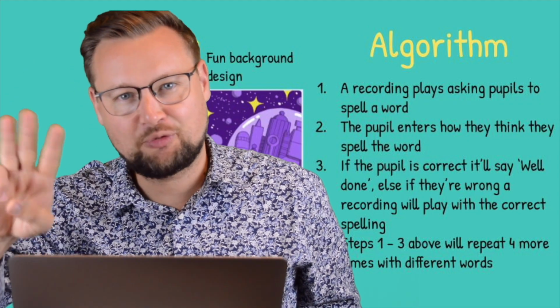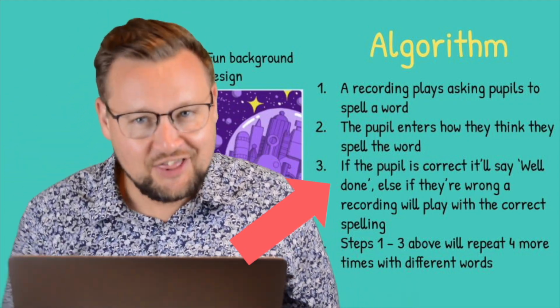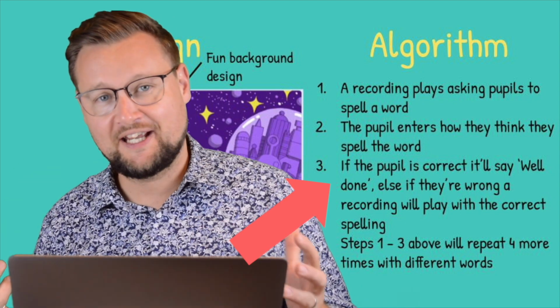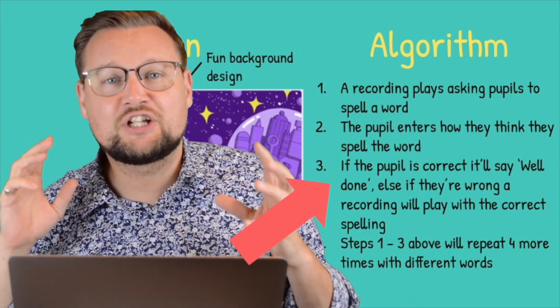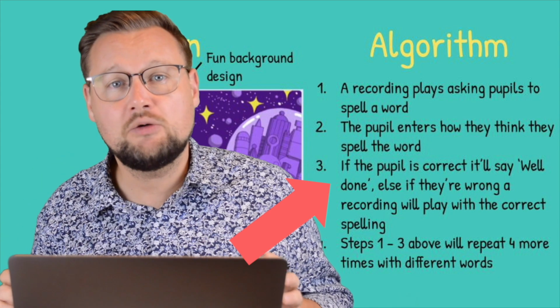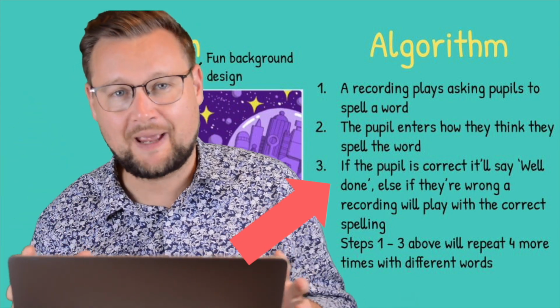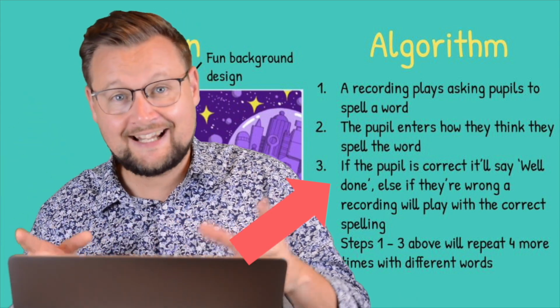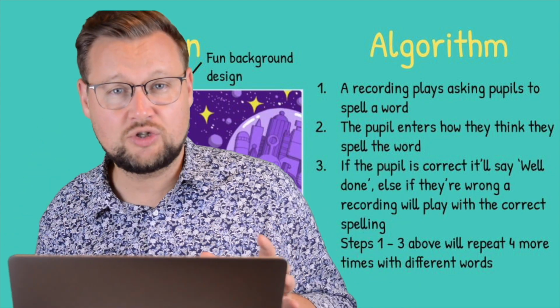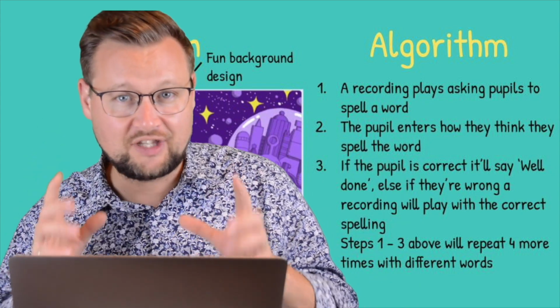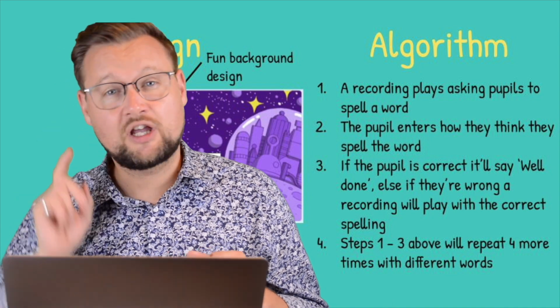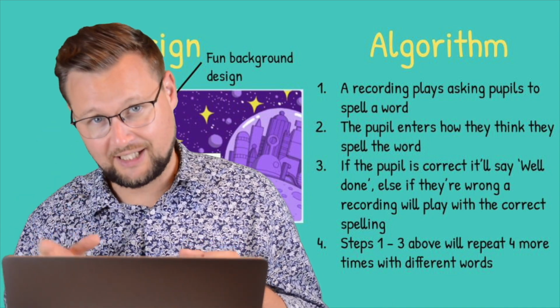Okay, step 3, the biggie. In this step in our algorithm, we explained how the program is going to respond differently depending on whether or not the pupil gets their spelling correct. And as I mentioned earlier, I'm not going to show you exactly how to code this part, but I am going to show you the commands I think you will need.